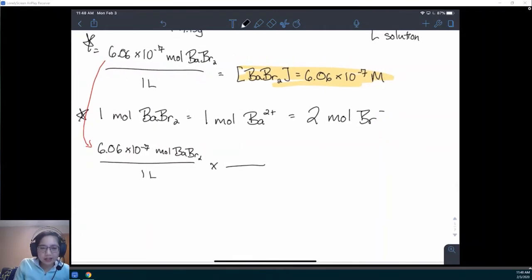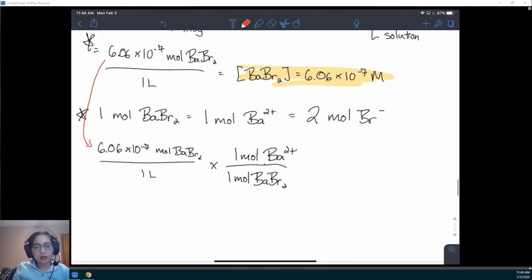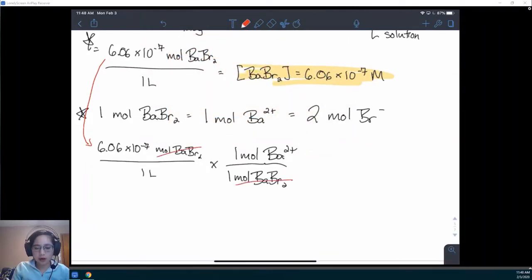Do you really need work to do this? No, but I want to show you how these ratios will always work. So 1 mole of barium bromide is equal to 1 mole of barium 2 plus. So you can see how these units cancel. Instead of moles of barium bromide, we are now in the unit of moles of just barium.